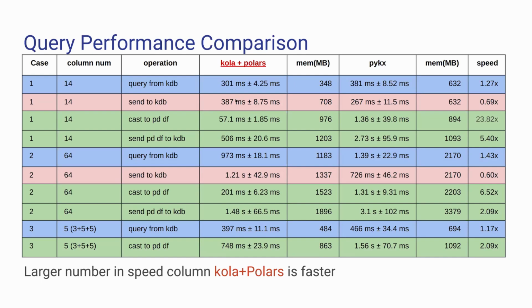When you convert the polars data frame to a KDB table, you have to do some checks for nulls and convert the nulls to something like a minimum integer. So it's a bit slow when you send a polars data frame to KDB. But think of it this way: if you send non-KDB data to KDB, kola plus polars is much faster. If you look at sending a pandas data frame to KDB, it's actually 5 times faster when it's a small table. Even when it gets a bit bigger, it's still like 1 time faster than PyKX.